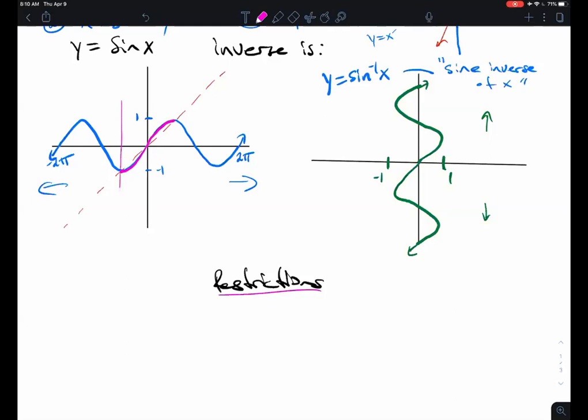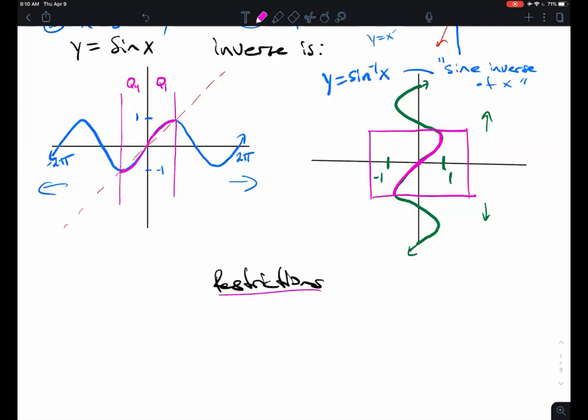So when it comes to the restriction for sine, we're only going to consider the part in Q4 and Q1 for our inverse function, which means if I come over here, that's going to be this piece. Okay, so the only part of this function that I really care about is in that pink box, because otherwise it's not a function.